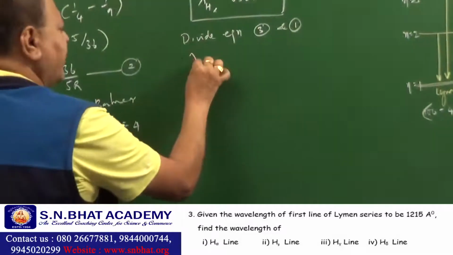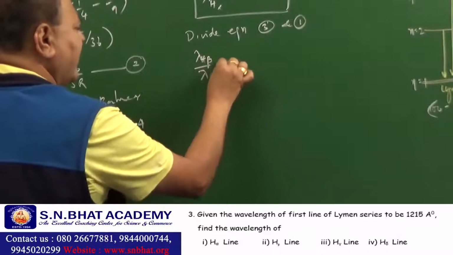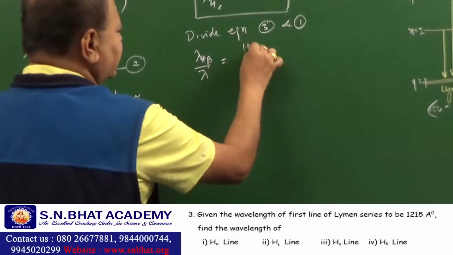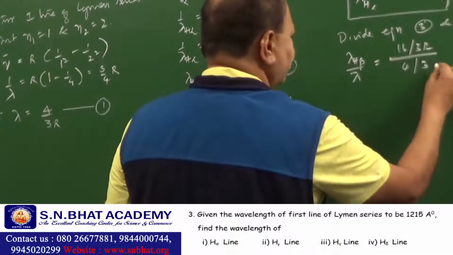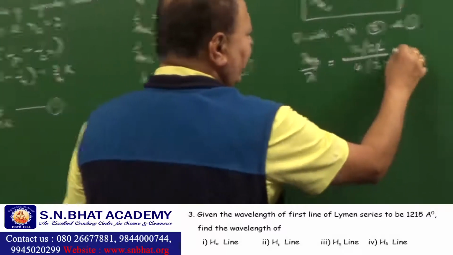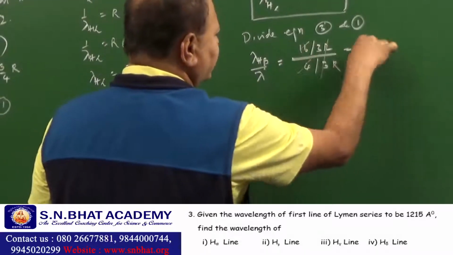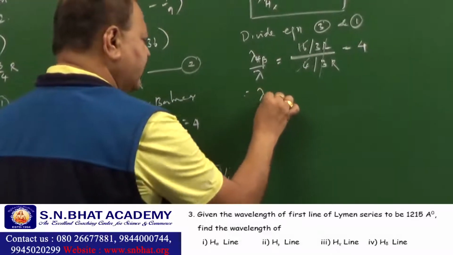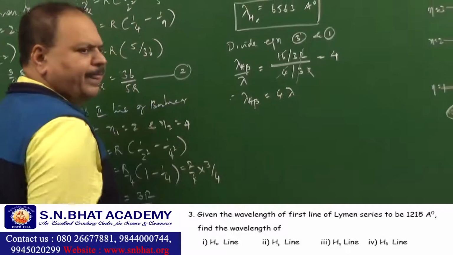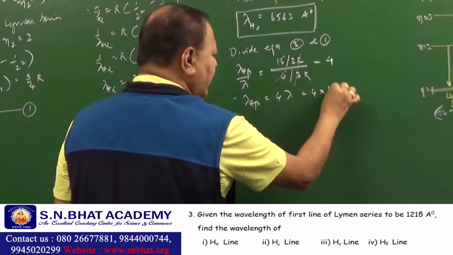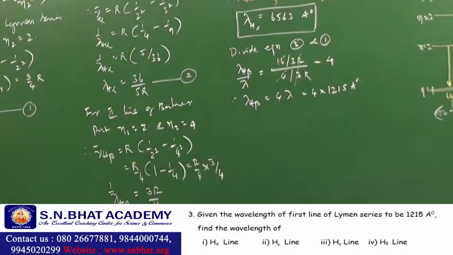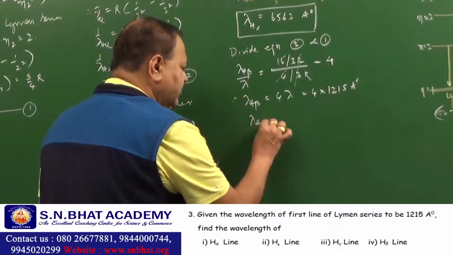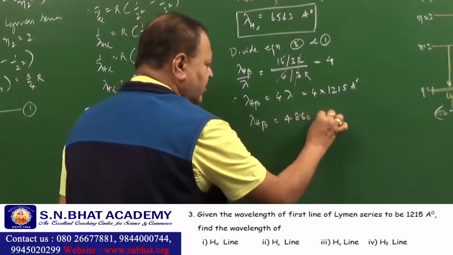Your lambda H beta divided by lambda: lambda H beta you have written as 16 by 3R, whole divided by 4 by 3R. Your 3R gets cancelled. Therefore this is equal to 4. Therefore your lambda H beta is equal to 4 into lambda, that is 4 into 1215 angstroms. Simplifying, 1215 into 4 comes out to be 4860. Therefore, your lambda H beta is equal to 4860 angstroms.